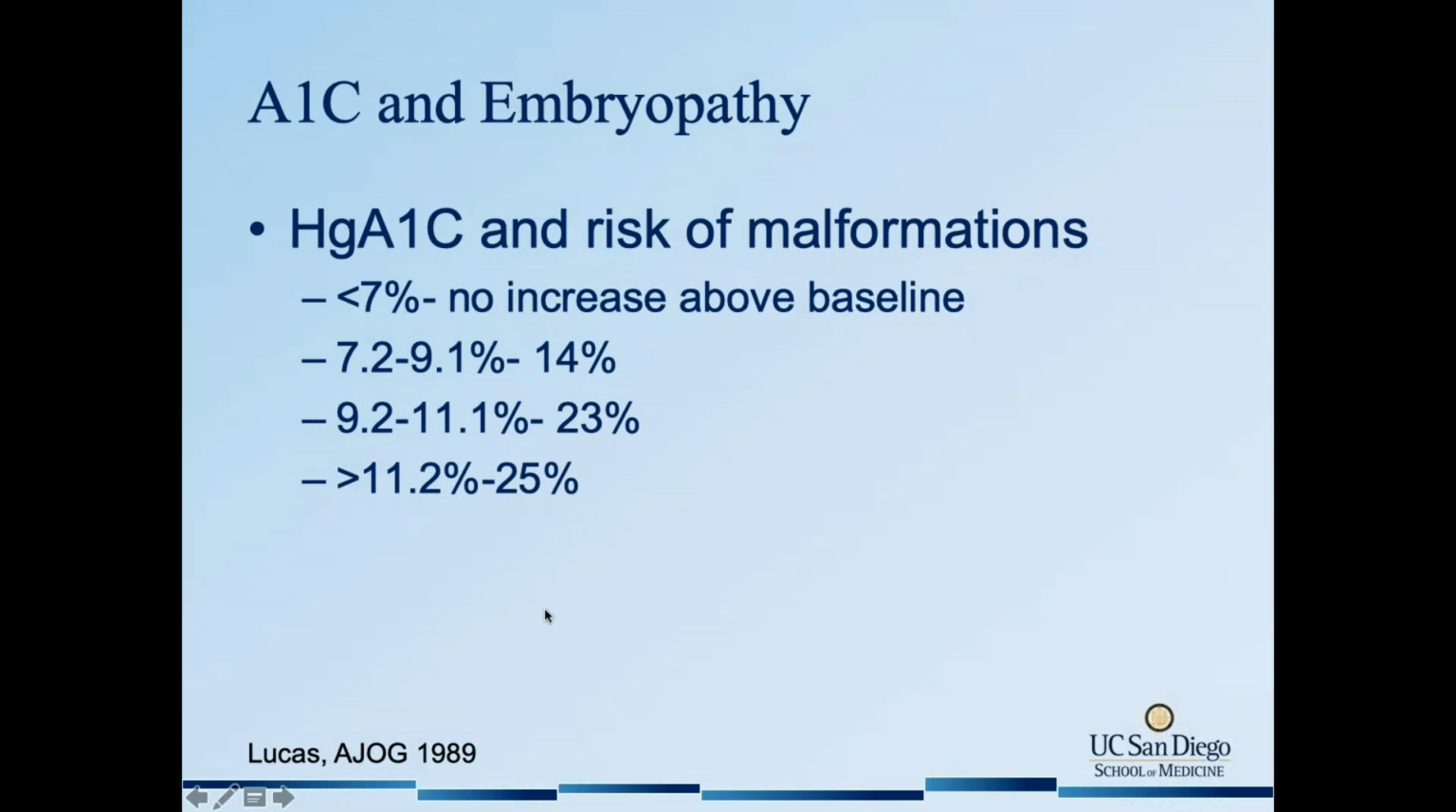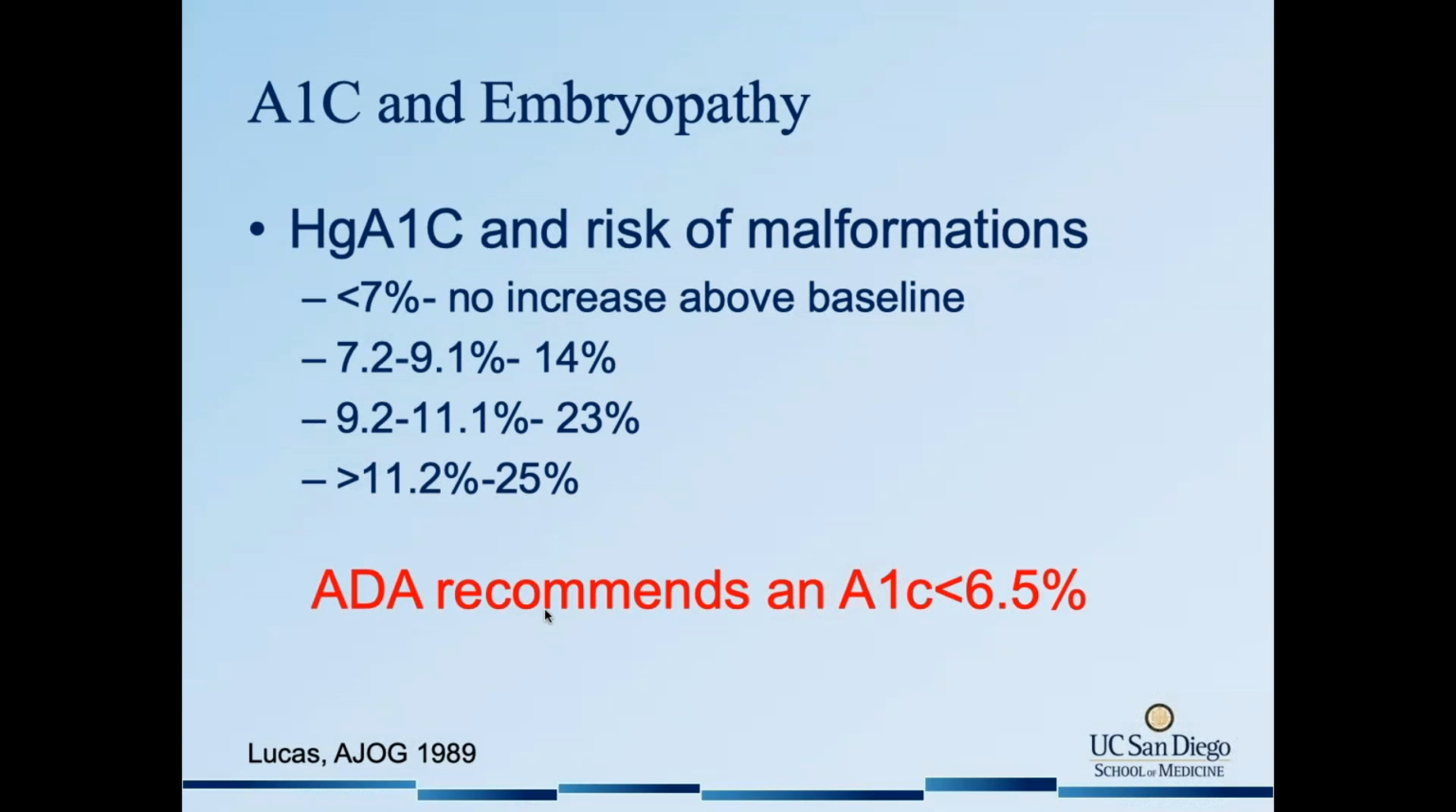And I just want to caution you that ultrasound does not detect all abnormalities, particularly if there's maternal obesity. Ultrasound is only limited. The American Diabetes Association does recommend an A1C preconception of 6.5% and to maintain the A1C at this level throughout pregnancy. And that is to minimize the risk of birth defects in these mothers.